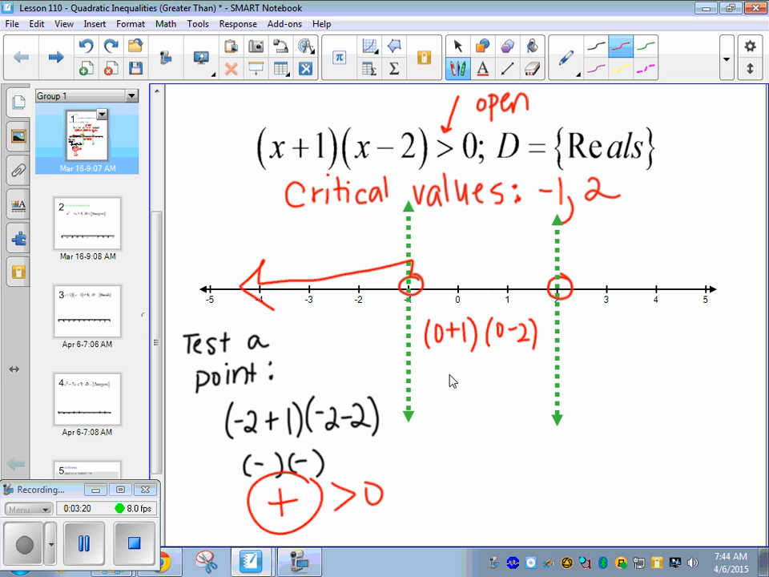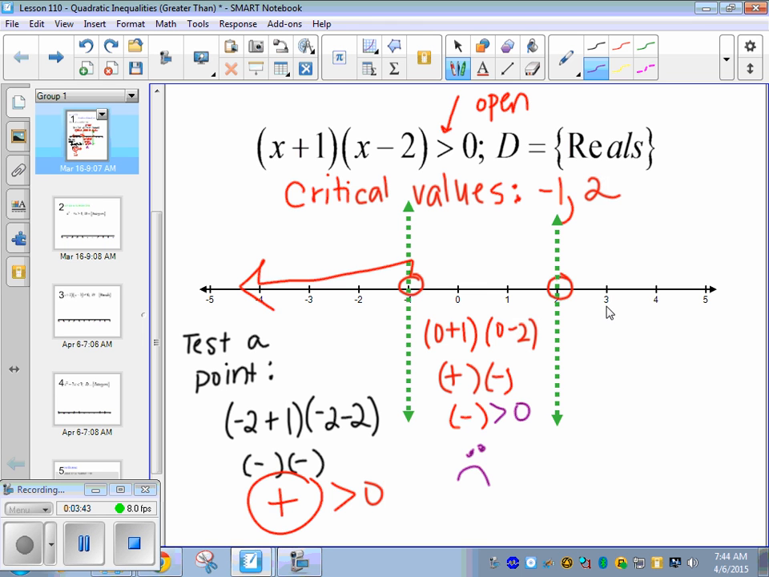This gives me a positive value. This gives me a negative value. A positive times a negative is a negative. And we're looking for numbers that are greater than 0. So is a negative number greater than 0? No. Okay? And so now we have to test another one.